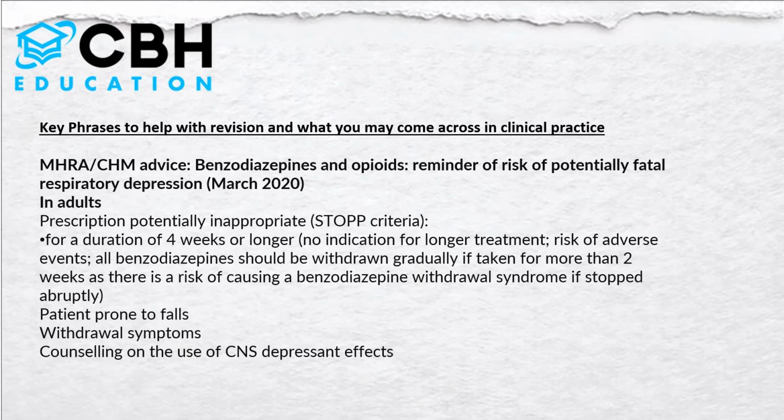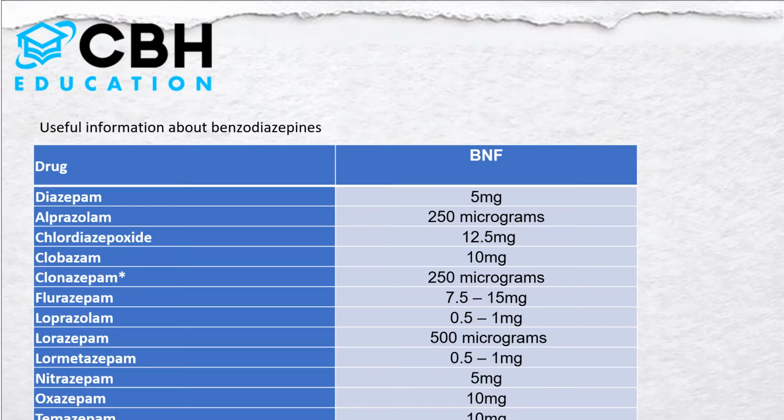You've got patients who are prone to falls, and so hospital admissions as well. That's absolutely key. And obviously we've talked about the withdrawal symptoms, and then counselling on the CNS depressant effects at the point of issue of the medication, and if you're working in community pharmacy, when dispensing the medication to the patient. Okay, so this is a table showing the information about benzodiazepines and conversion.